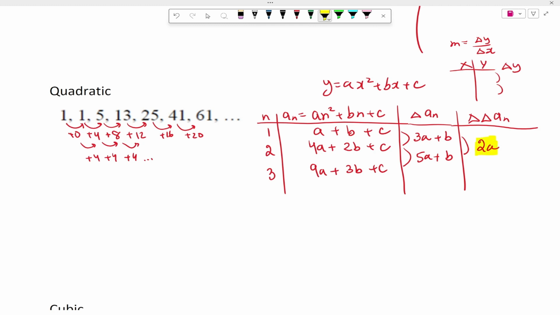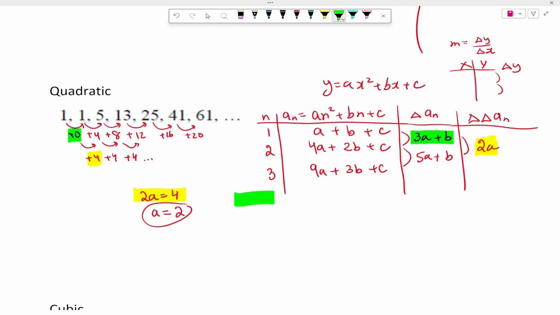I'm going to take this 2a, which is a second difference, and I'm going to take this 4, which is also a second difference. Do you agree? I'm going to make them equal to each other. This is an equation that has only a single unknown. Can you solve for a for me? A equals 2. Wonderful.